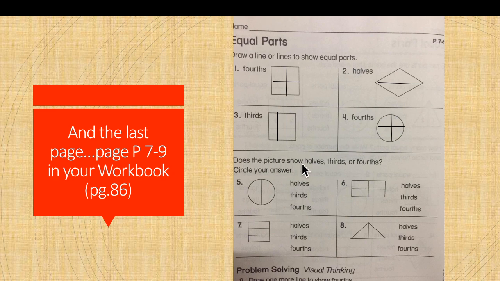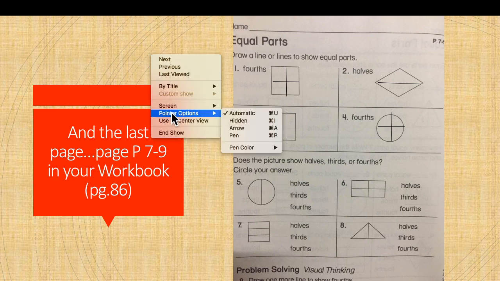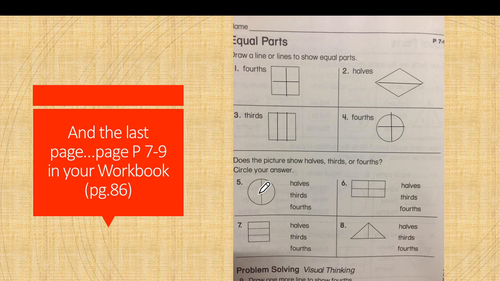Now, does the picture show halves, thirds, or fourths? Circle your answer, please. Again, I will take my pen to help you. Make sure you have correct answer. Count how many parts do you see in the circle. 1, 2. So what do we call 2 equal parts? Halves or thirds or fourths? We call them halves. Well done.